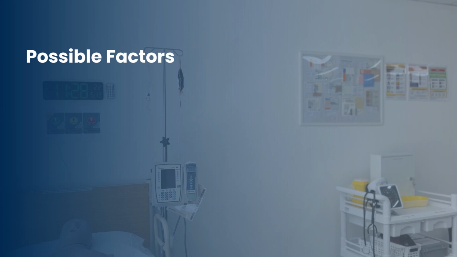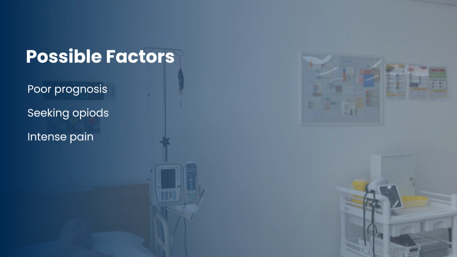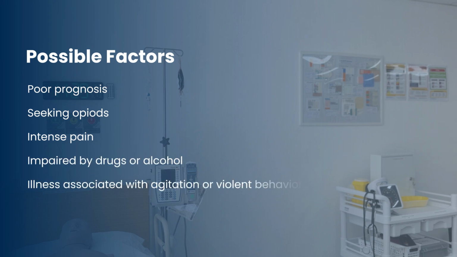A patient may become violent for a variety of reasons. Possible factors may include patients and their families being told of a poor prognosis, patients known for seeking opioids, patients experiencing intense pain, patients who may be impaired by drugs or alcohol, or patients with an illness or disease process associated with agitation or violent behavior.